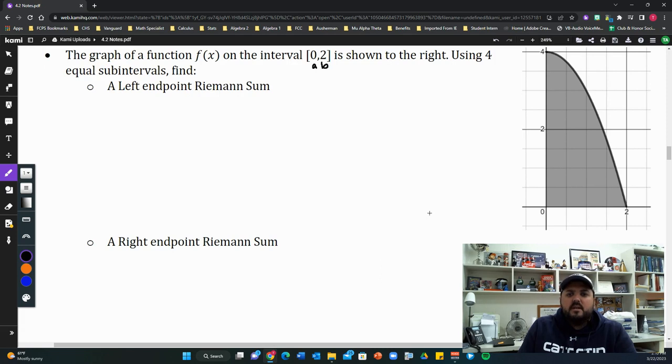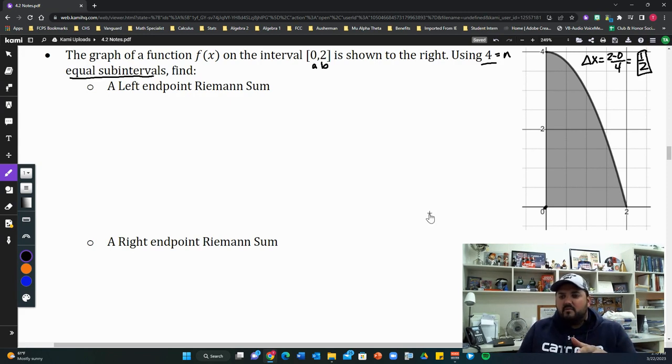So right off the bat, I can acknowledge that is my a and b for my interval. And then we're going to do this process using 4 equal subintervals. So that means 4 is my n value. So we're going to do a left endpoint Riemann sum and then a right endpoint Riemann sum. For both of these, though, I'm going to do this off to the side because the information will be the same for both. Again, our delta x is equal to b minus a divided by n. So in this case, 2 minus 0 divided by 4, or 1/2. So that is the width of each subinterval. So it's actually the size of each tick mark here.